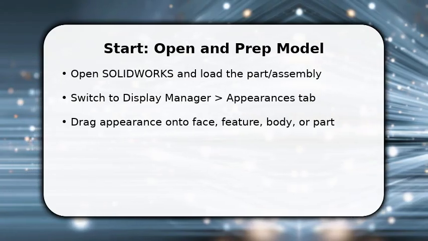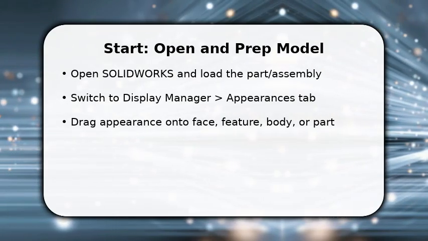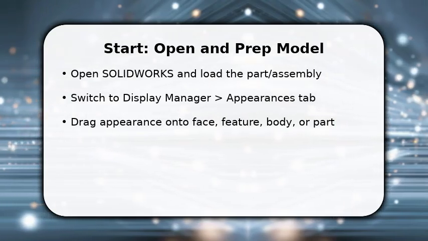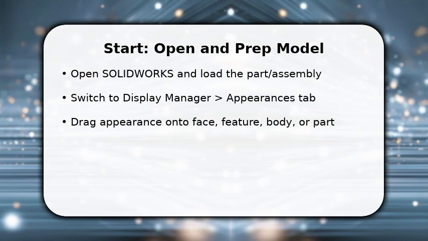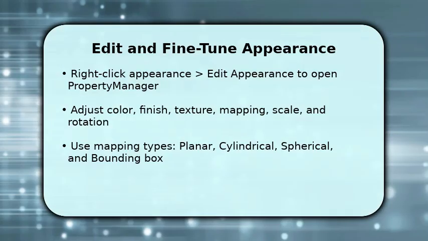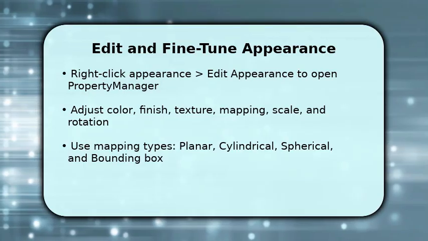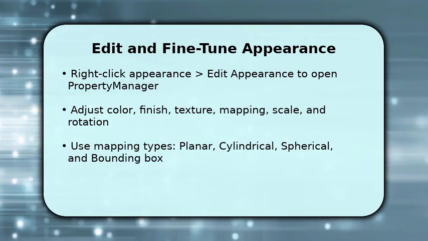Make sure to target the correct entity so you don't recolor the whole assembly by mistake. This immediate application starts the visual workflow and prepares you for deeper adjustments. Now refine the appearance using the Property Manager controls. Edit color and finish first, then add a texture or image map.